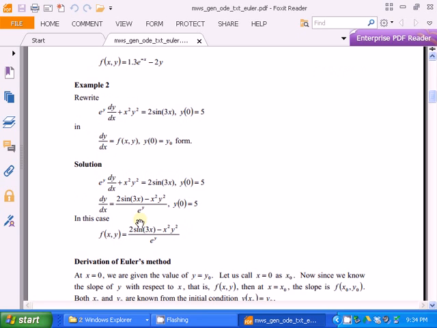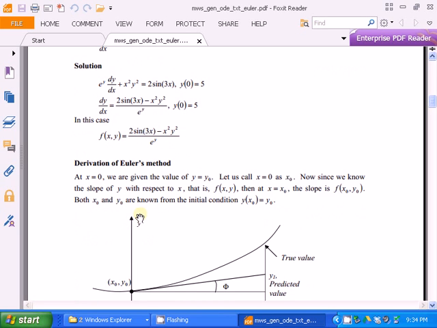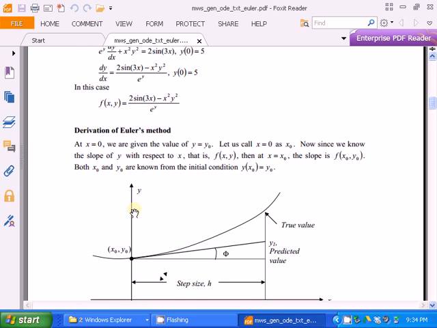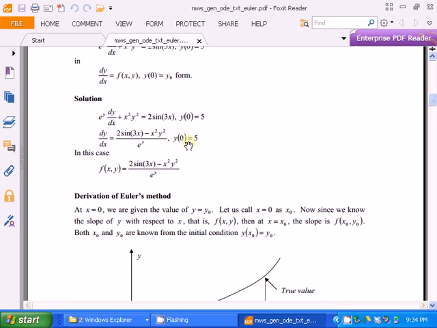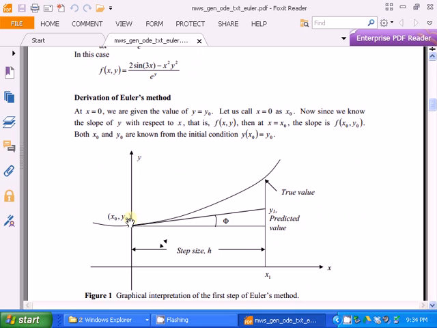Now, the idea behind Euler's method is not so complicated. We are given the value of y at a particular point. When x is equal to 0, y is equal to 5. So we know one point of the solution, and that's this point represented here. In general, we call that x0, y0. Now we want to know what the solution will be for future values of x, for larger values of x.